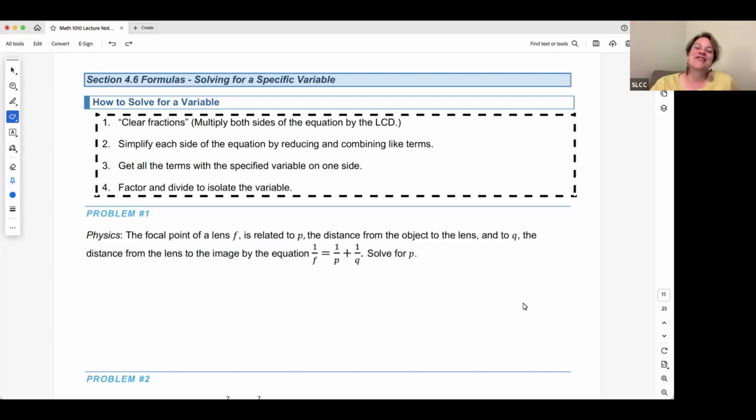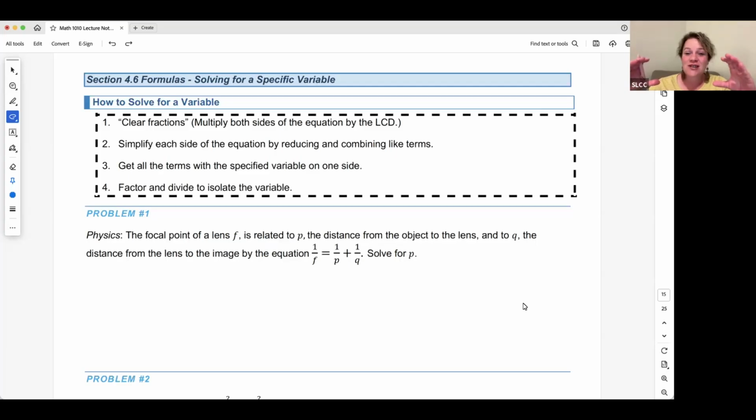Hi, today we're going over section 4.6, formulas, solving for a specific variable. In this video, we'll talk about how to solve for a variable, and we'll go over problems number 1, number 2, and number 3. When you're trying to solve equations in the real world, they have fractions and they get messy. So how do I get rid of those fractions?